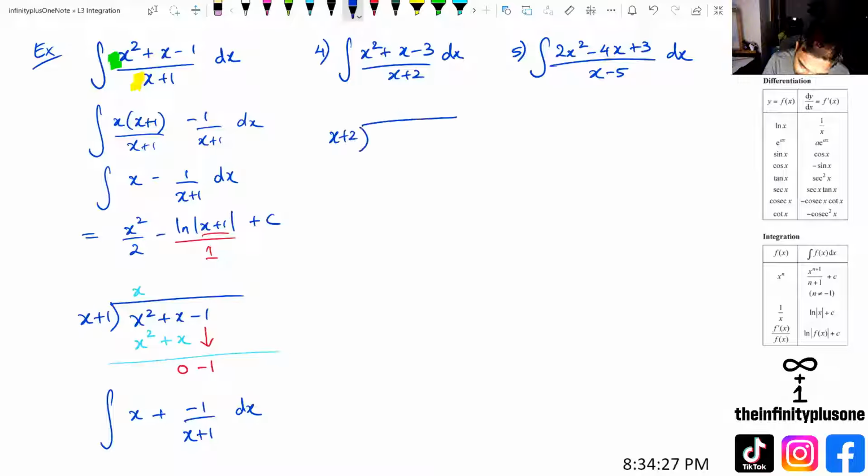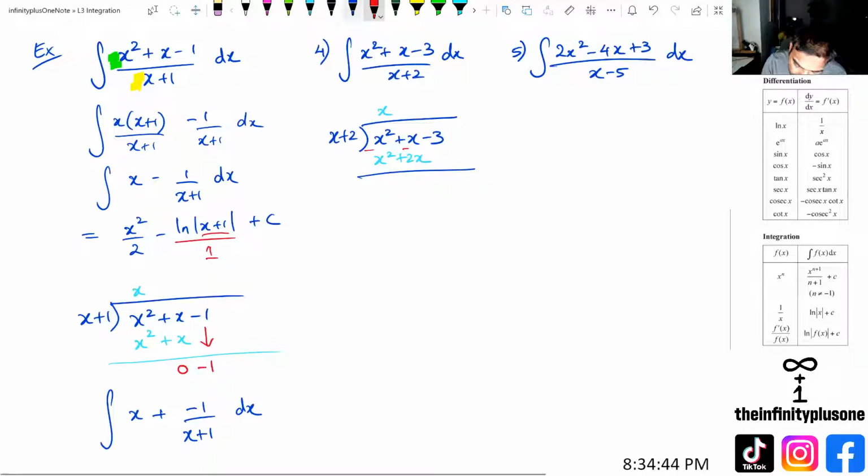All right, so we've got x plus 2 and x squared plus x minus 3. So in the first line, I'm going to multiply by x, which means I'm going to get x squared plus 2x. Next, I've got to subtract. x squared minus x squared is 0. x minus 2x will be negative x. Oh, I started to lag again. And then the minus 3 is going to come down, which means it will become negative 3.